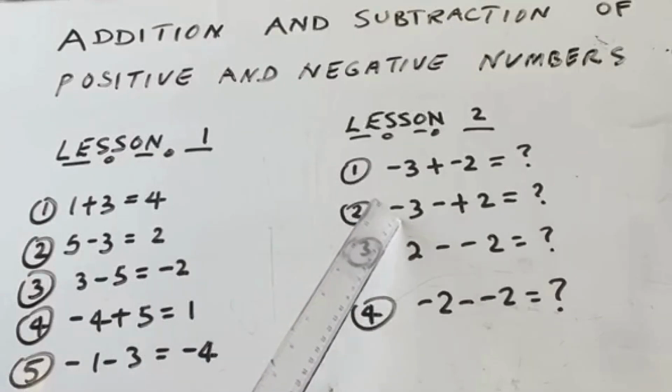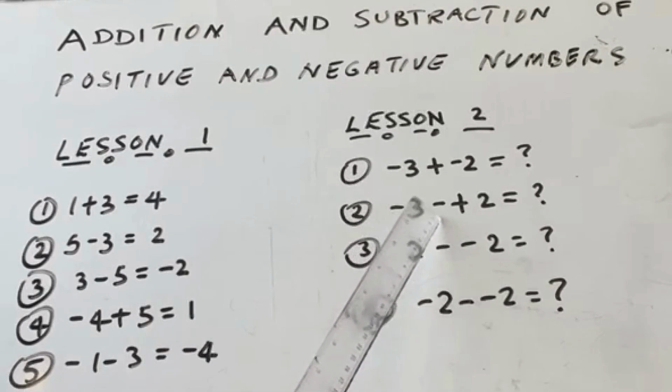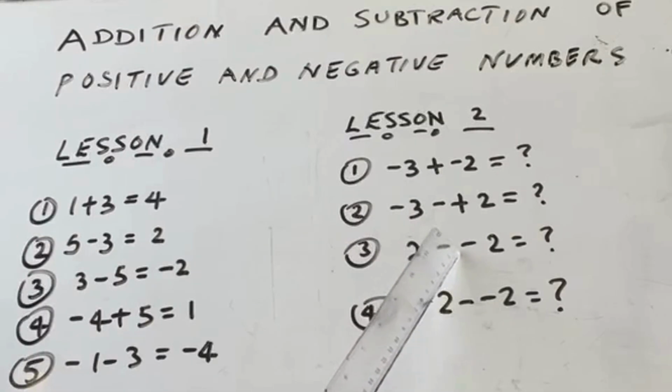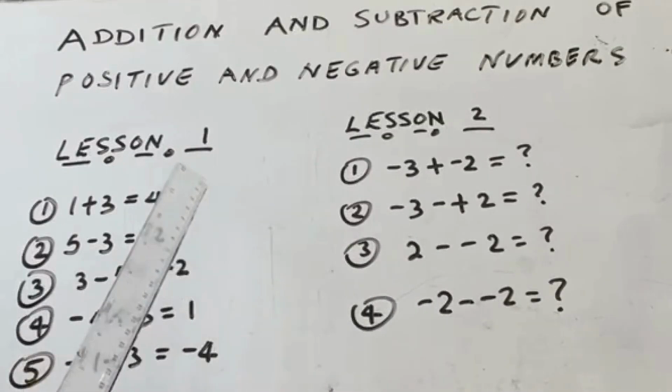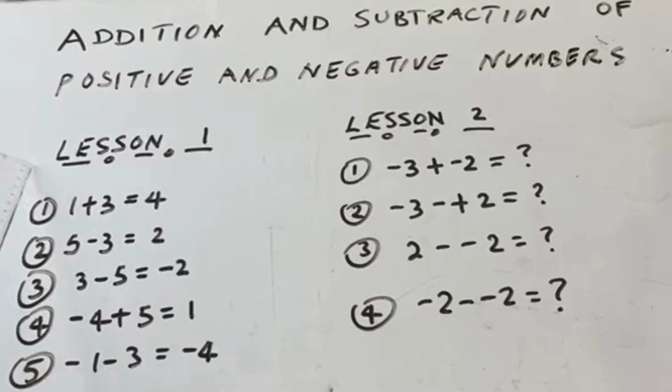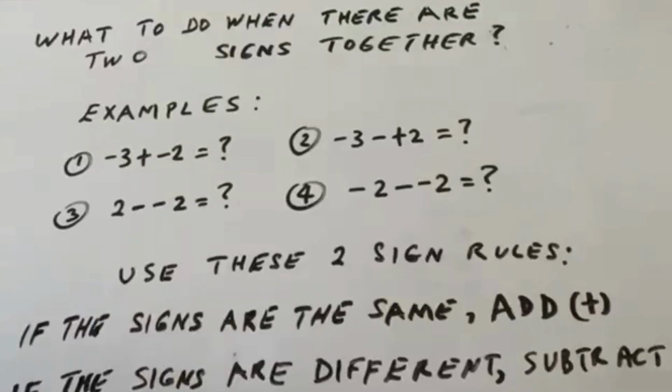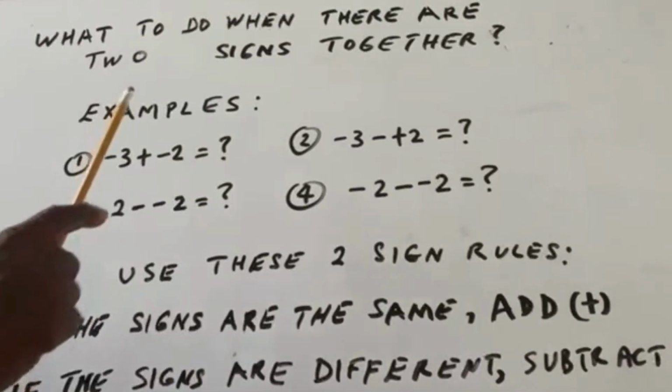Similarly, what would be the answer to negative 3 minus positive 2, or 2 minus negative 2, or negative 2 minus negative 2? If you did not get the chance to go through lesson 1, I strongly suggest you take a look back at lesson 1 to see how we use the number line to solve these problems. So in lesson 2, we'll now use our number line to help us to come up with a solution to these problems.